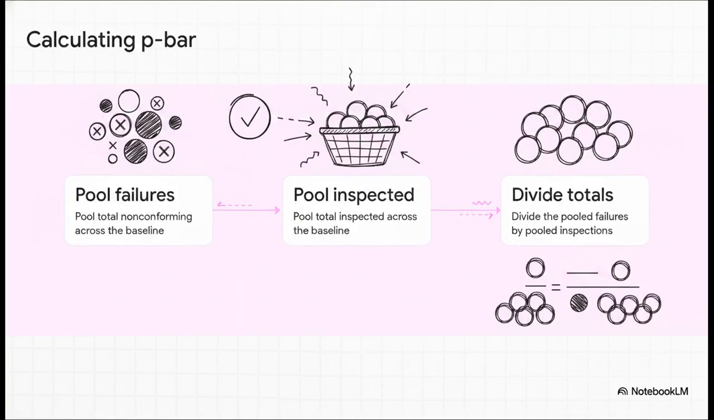To actually do this right, every single unit you inspect needs exactly one equal vote. It's only fair, right? So, this means we have to pool our overall totals across the entire baseline before we divide. You literally add up every single non-conforming pack across your entire baseline, then you add up every single pack you inspected across that same baseline, and finally, you divide the pooled failures by the pooled inspections.